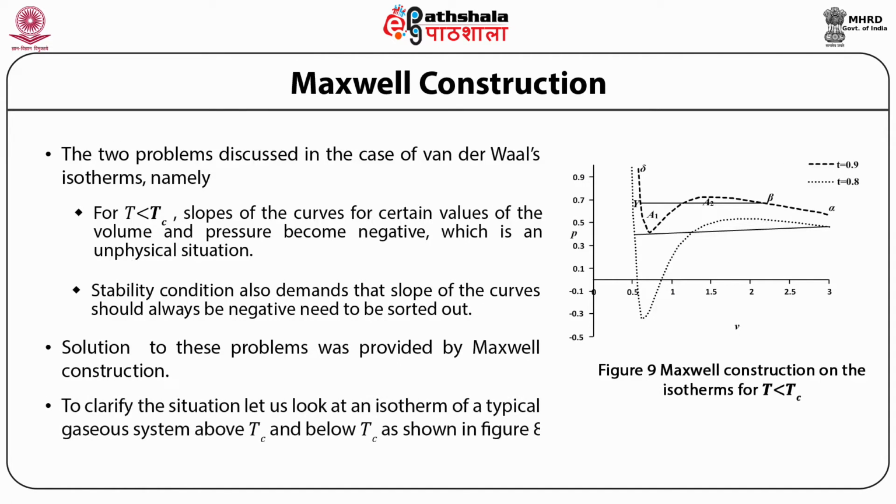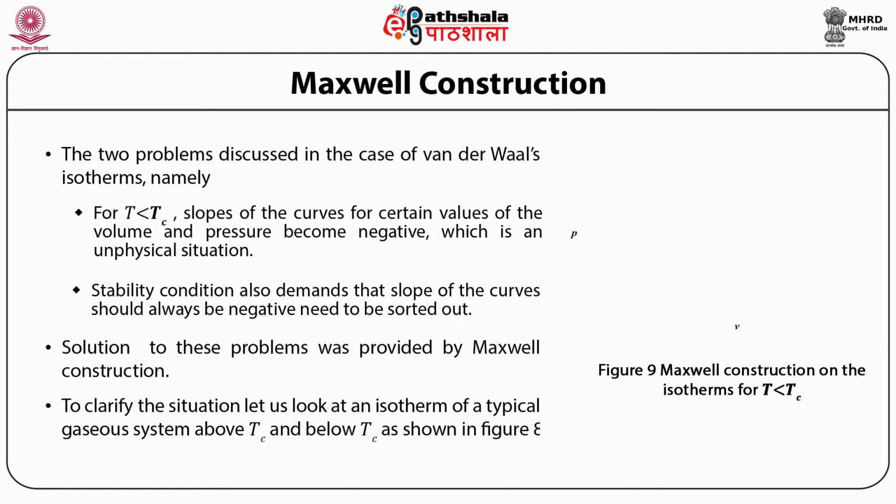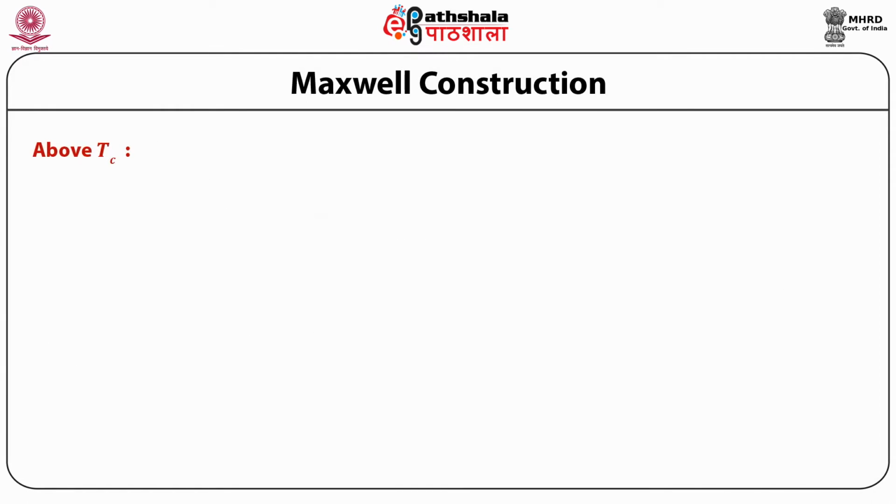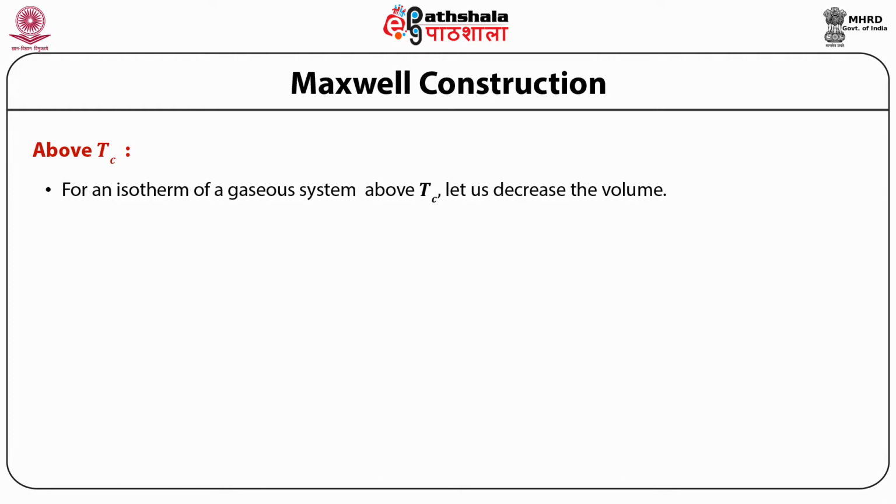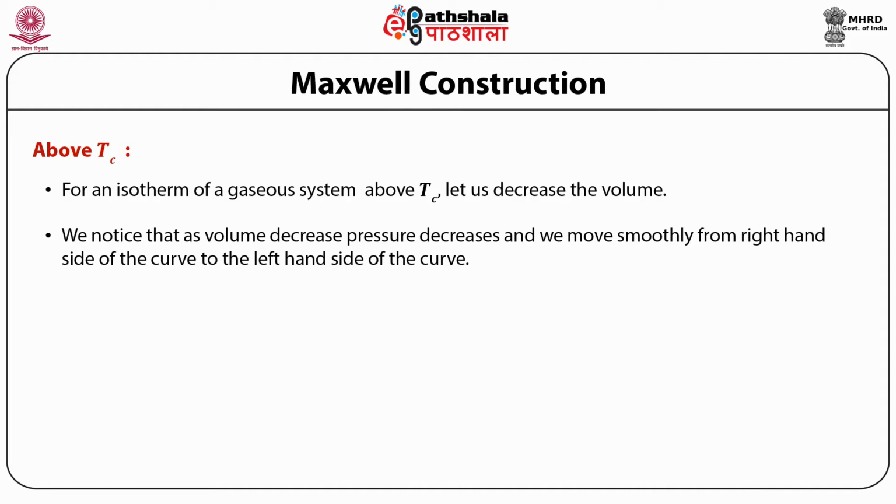To clarify the situation, let us look at an isotherm of a typical gaseous system above Tc and below Tc as shown in figure 8. Let us look at above Tc first. For an isotherm of a gaseous system above Tc, let us decrease the volume. We notice that as volume decreases, pressure increases, and we move smoothly from the right-hand side of the curve to the left-hand side of the curve.